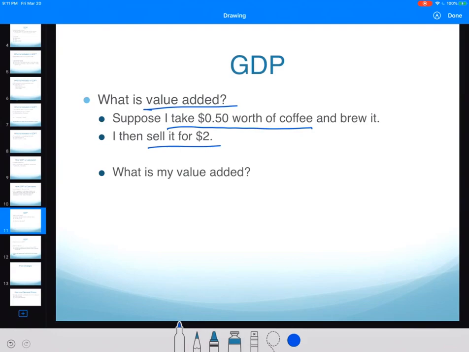So my value added is, what is the increase in the price due to my transformation of that good, right? So my value added here is equal to $1.50, right? I took 50 cents worth of beans and turned it into something that was worth $2. I added $1.50 of value.